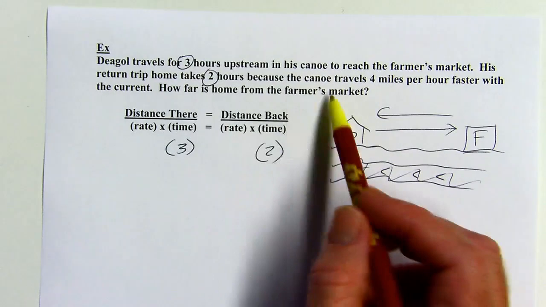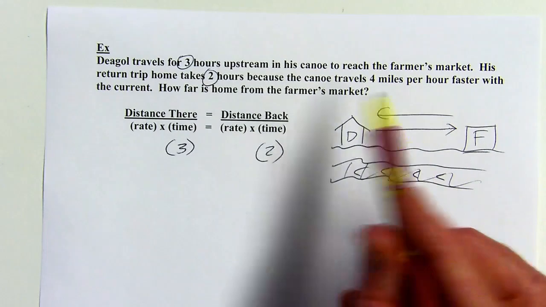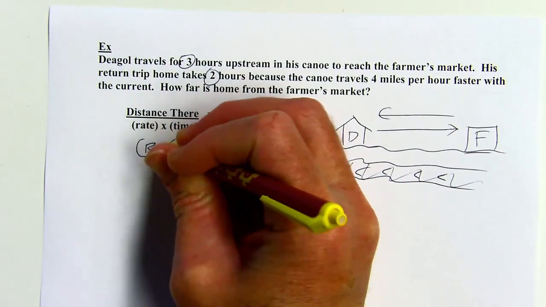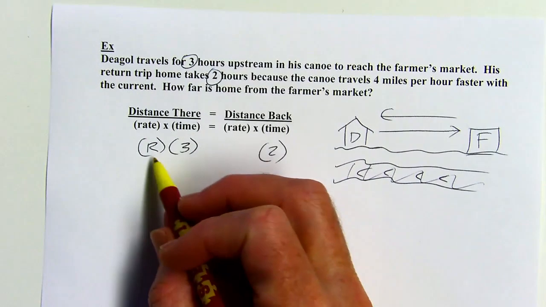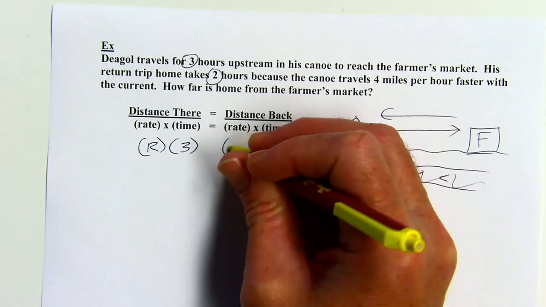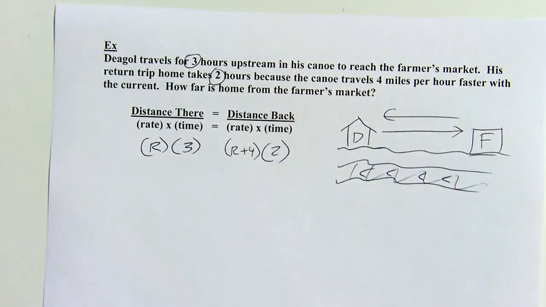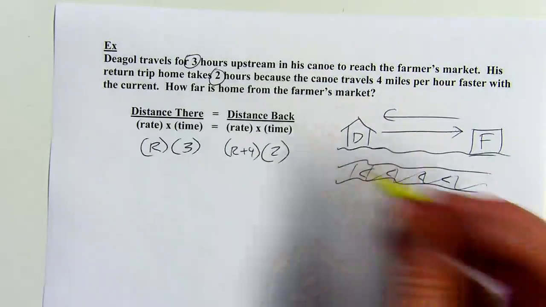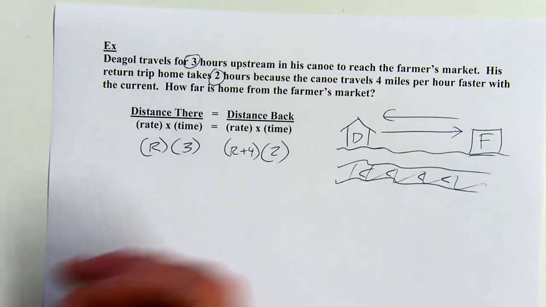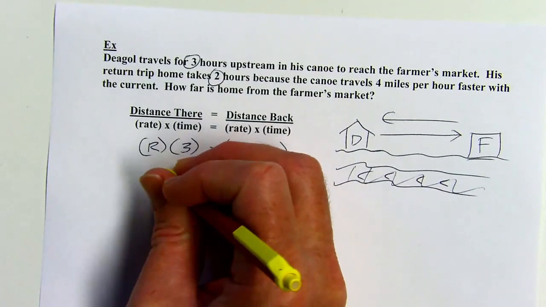And then it says the canoe travels 4 miles per hour faster with the current. So if this is the speed going there, say that was 10 miles per hour, well then this is going to be 4 miles faster than that. So if this is 10, it's going to be 14 miles per hour going home. Okay? All right, because you'd be going with the current on the way home. All right, so those are equal to each other, and now I can use this to solve for r.